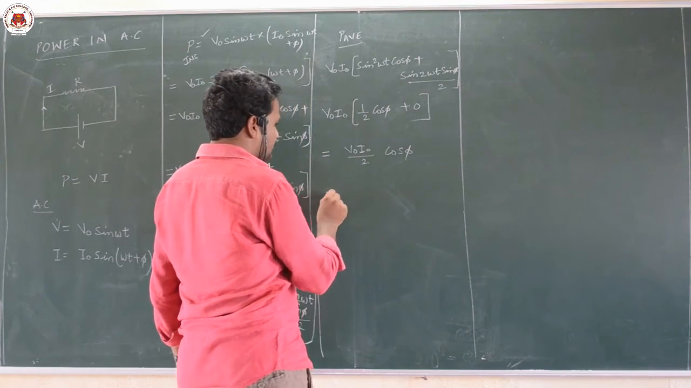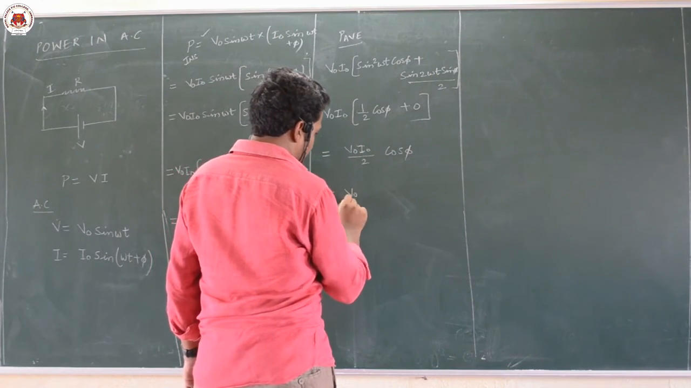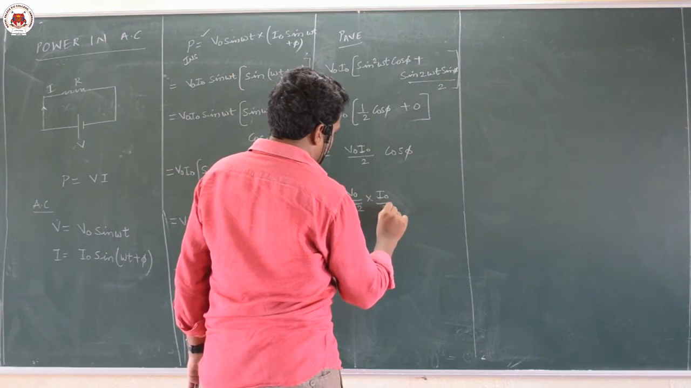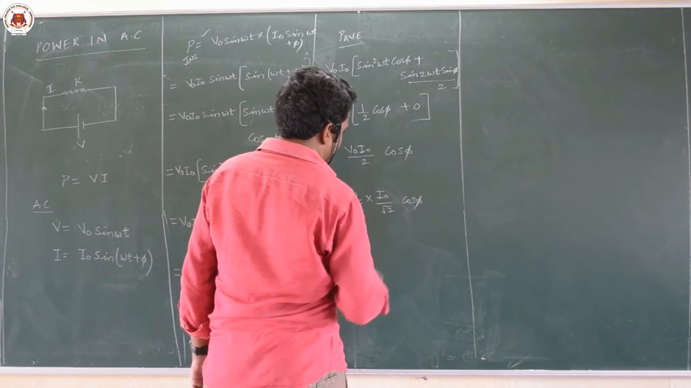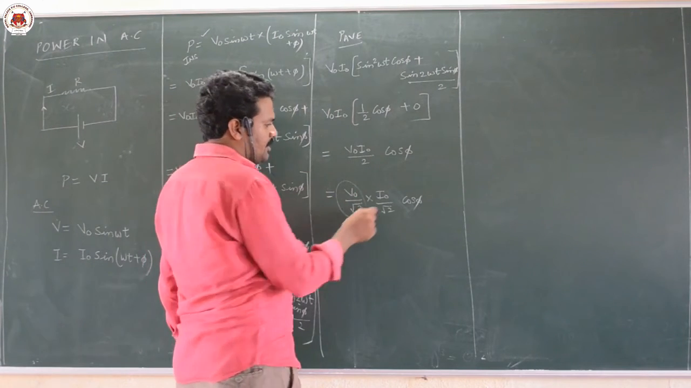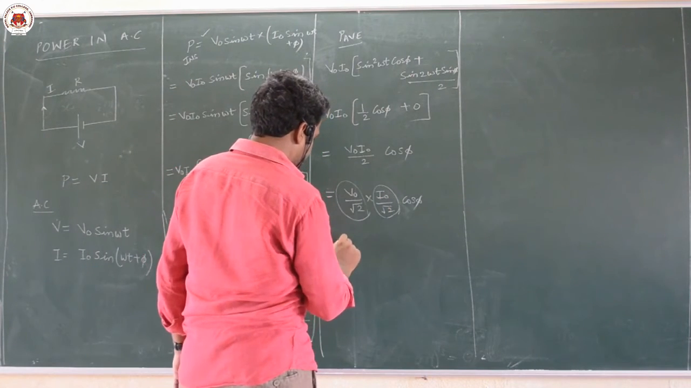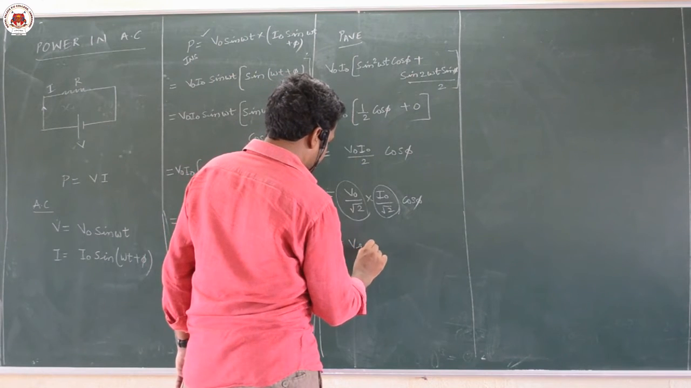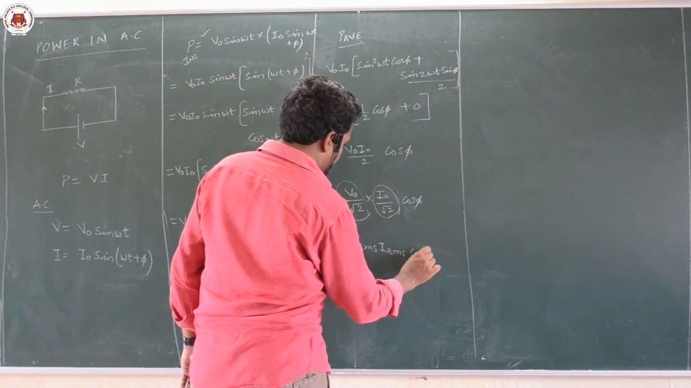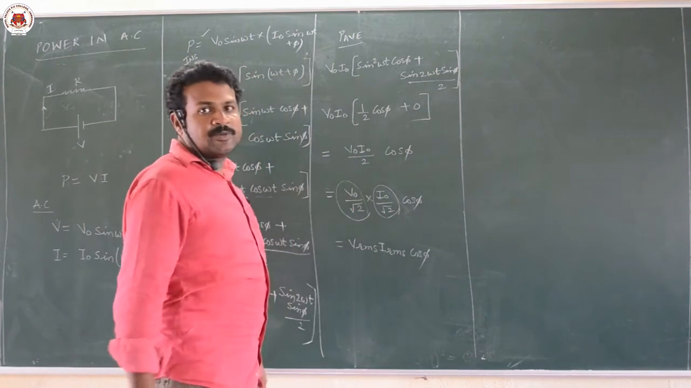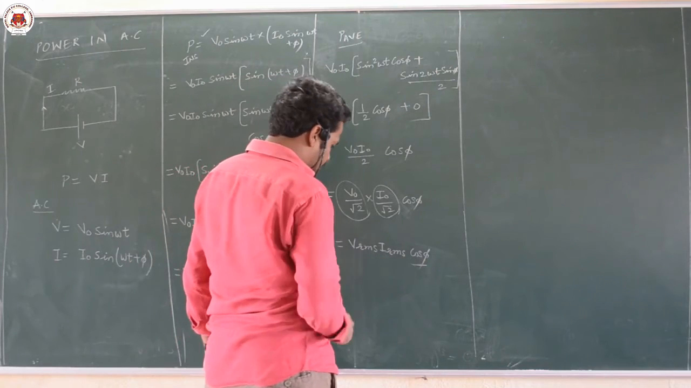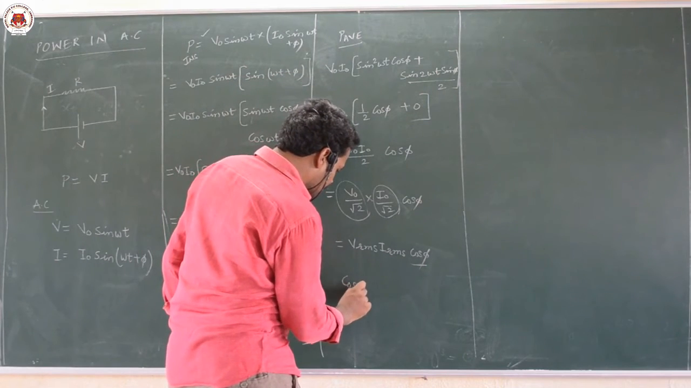This I can also write as V naught by root 2 into I naught by root 2 cos phi. V naught by root 2 is called VRMS, I naught by root 2 is called IRMS. So, that is equal to VRMS IRMS cos phi. Cos phi is the formula for average power, and this cos phi is called power factor.